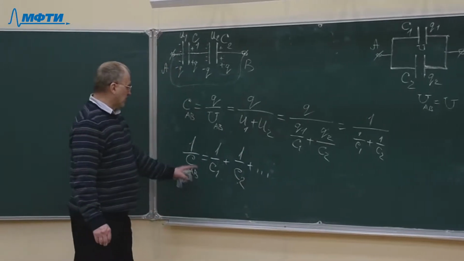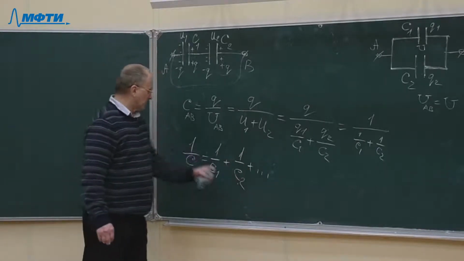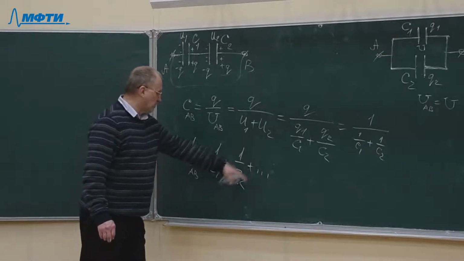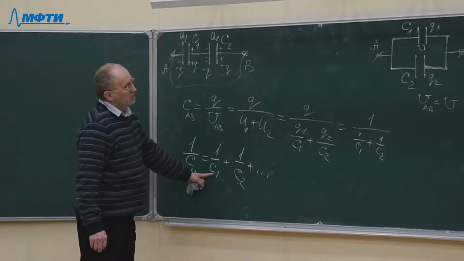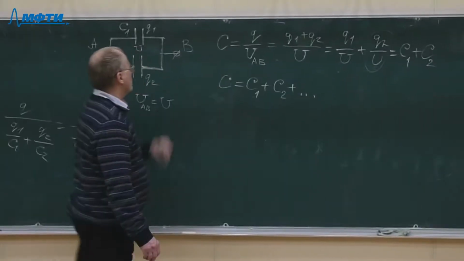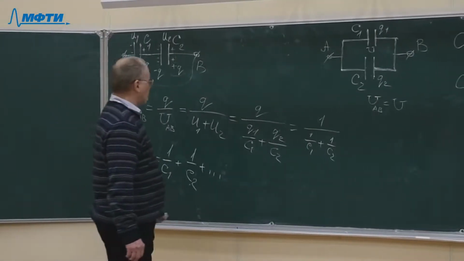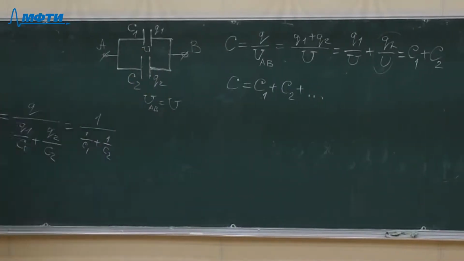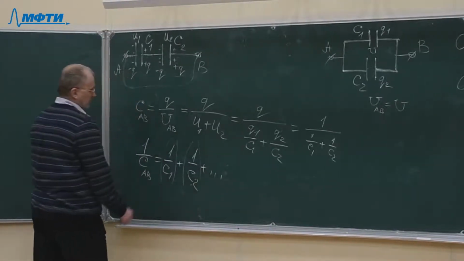Why is this so? Because the charge is the same on each capacitor, and if we multiply this formula by Q, the Q will be the same here, and that will be the charge for each capacitor. And Q divided by C, charge divided by capacitance, will be potential difference. So this is potential difference on the first capacitor, and this will be potential difference on the second, etc.